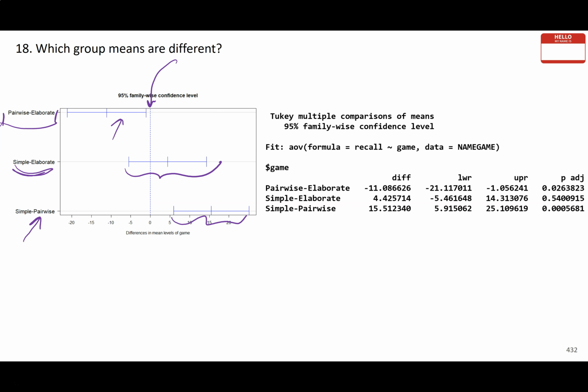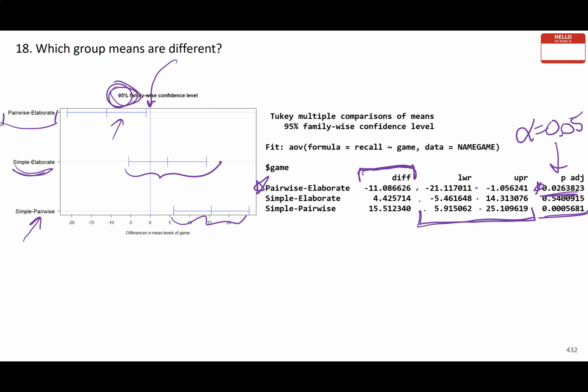These are our point estimates. This is the differences we saw in the samples. These are put together. This is our intervals. So negative to negative doesn't have 0 in it. Negative to positive does. Positive doesn't have 0 in it. So because I'm doing 95% confidence intervals, I need to use alpha equals 0.05. So pairwise and elaborate, that looks different. That's lower than 0.05.